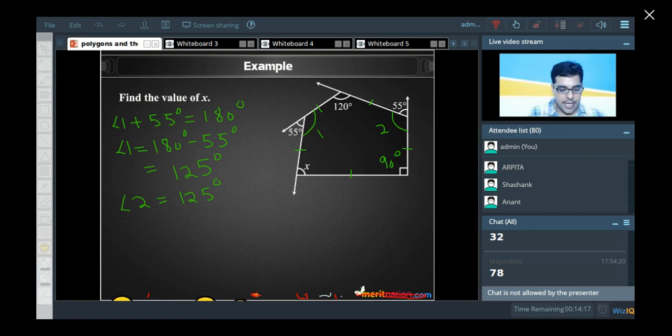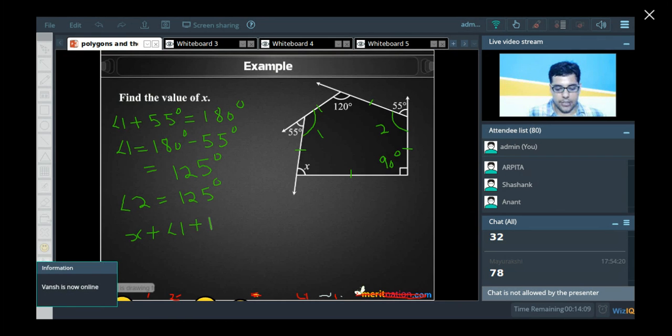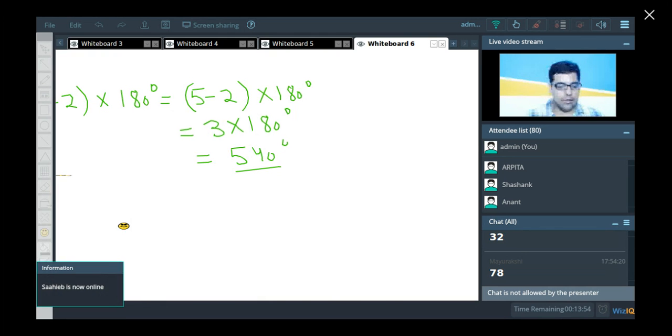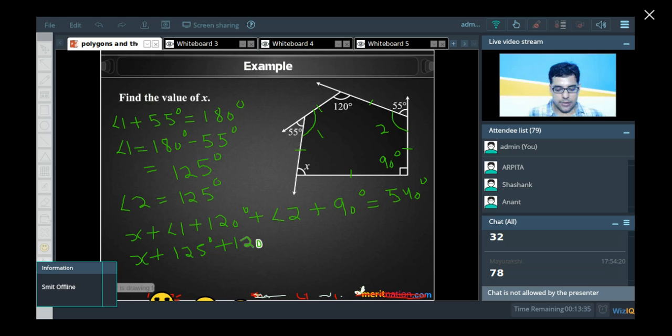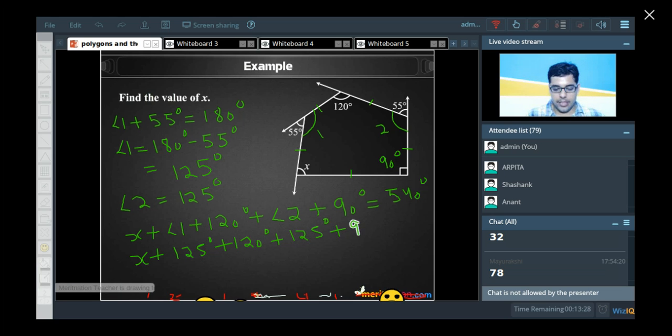Now it is becoming here angle X plus angle 1 plus 120 degrees plus angle 2 plus 90 degrees. It will become here sum of all angles of this pentagon, that is 540 degrees. Finding here angle x. So it is coming as x plus angle 1, it is 125 degrees, plus 120 degrees plus angle 2, it is again 125 degrees, plus 90 degrees equals 540 degrees.